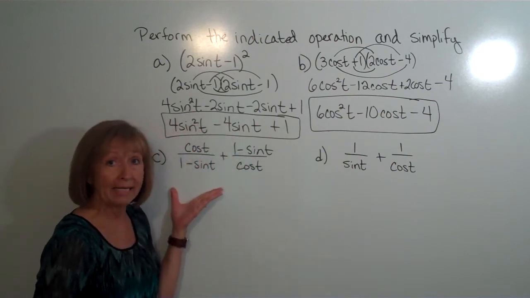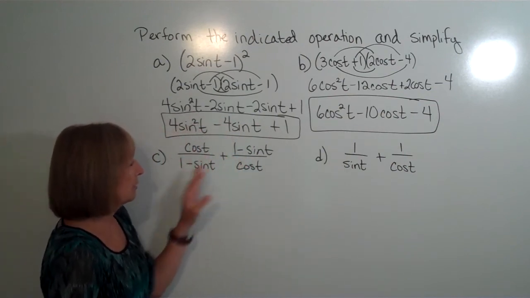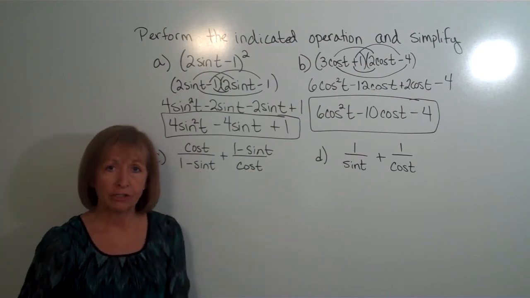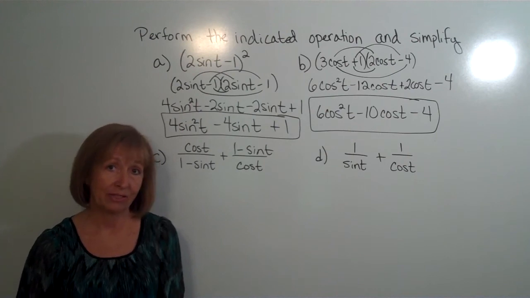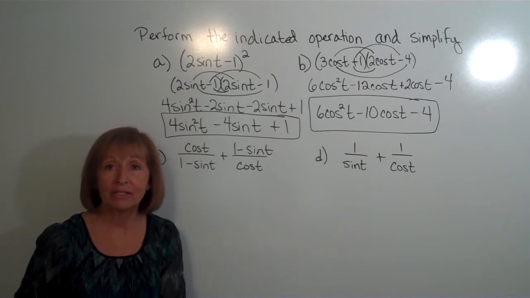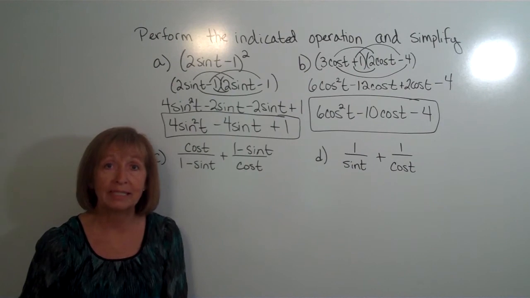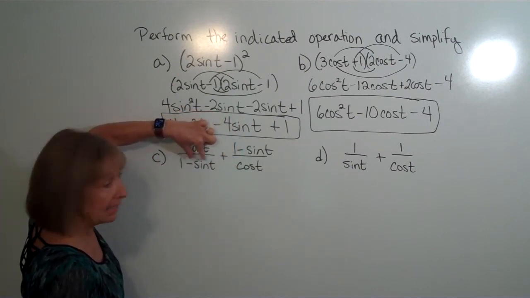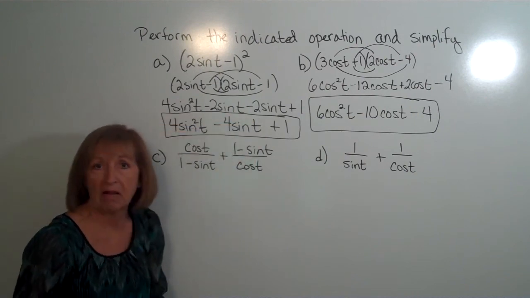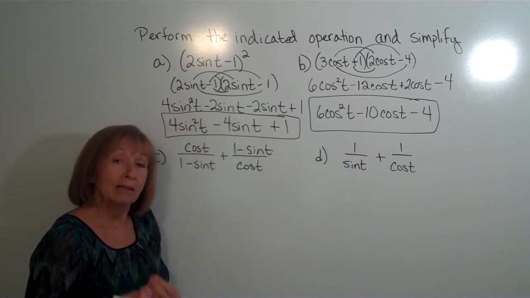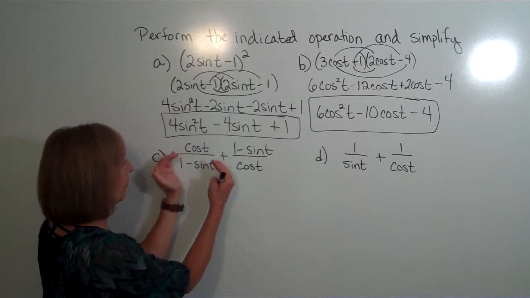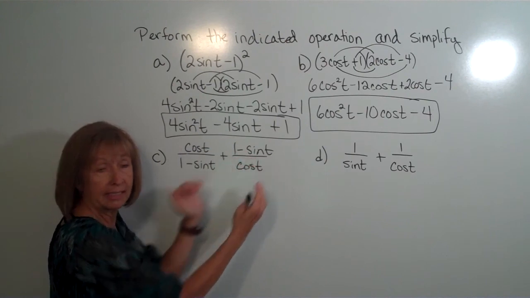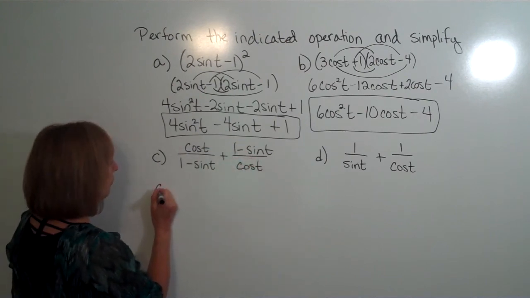Okay, how about if we're adding when we have fractions but their denominators don't match? So remember, if you're adding fractions, you have to have common denominators. And if you don't have common denominators in the original expression, you have to build to get common denominators. So I have a denominator of 1 minus sine t, and I have a denominator of cosine t. They're not the same. My lowest common denominator is going to be the product of 1 minus sine t times the cosine t.